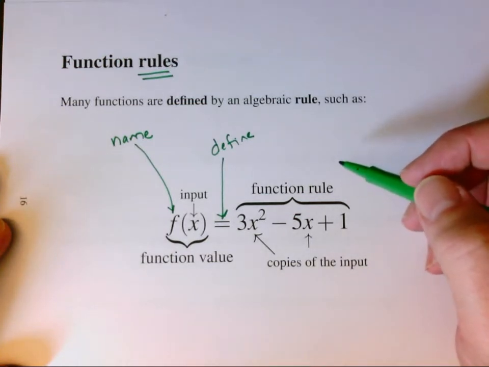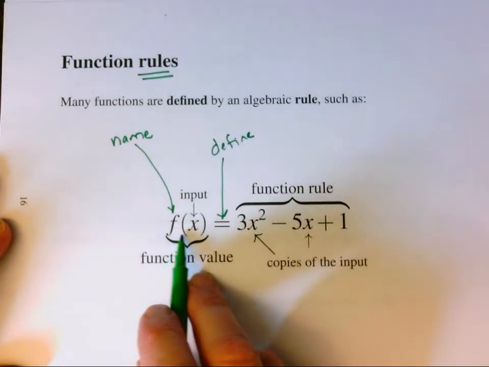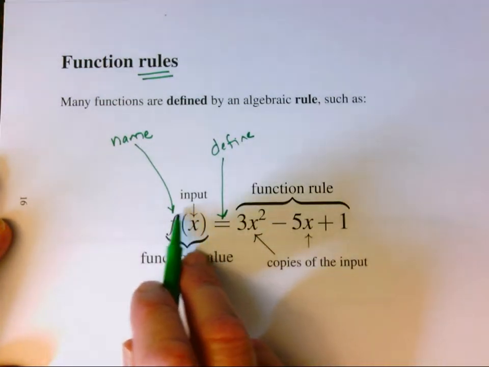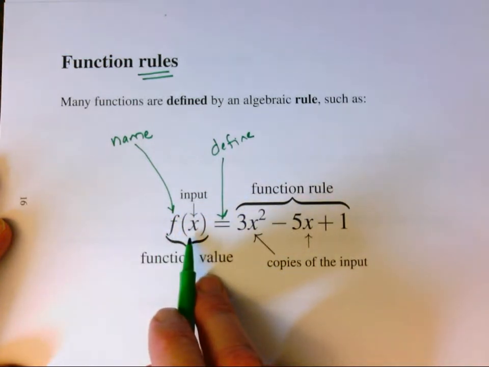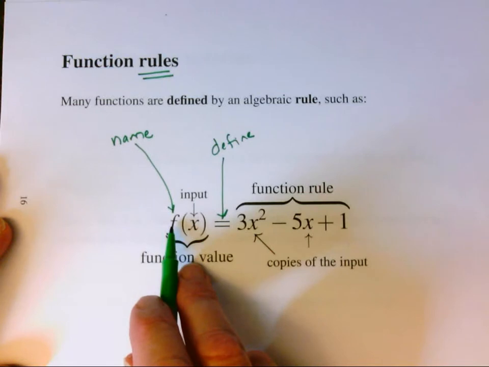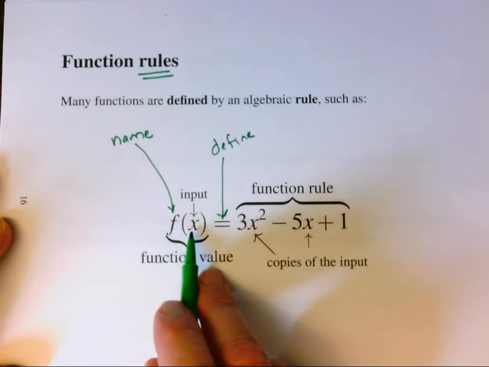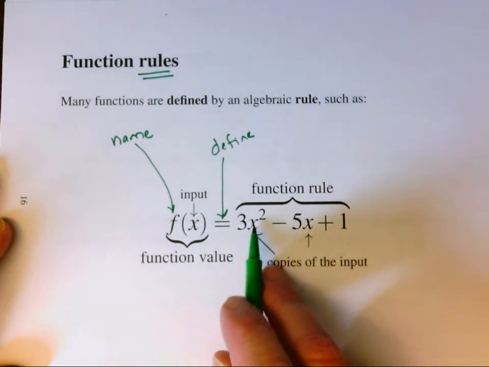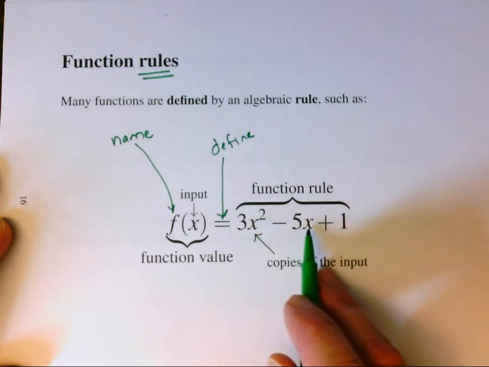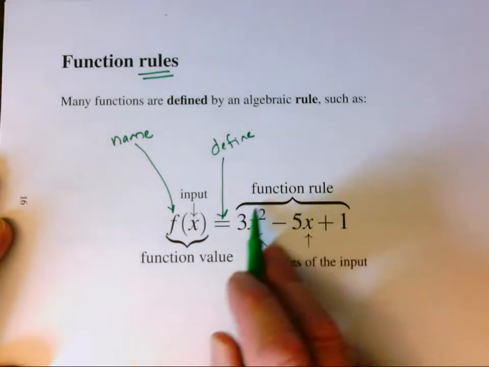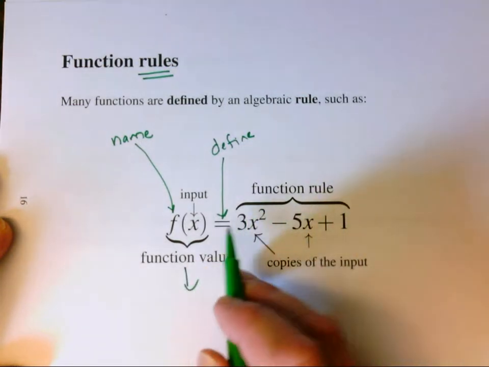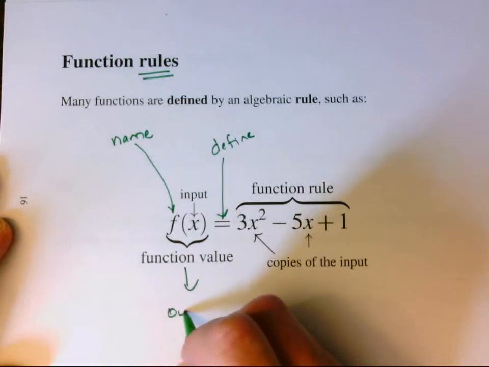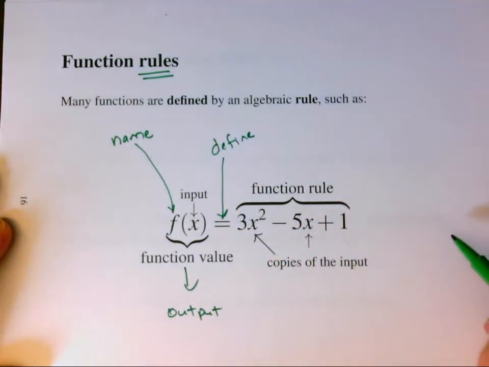Basically, the symbols f of x are a way to abbreviate the notion of using a function named f on an input x when you've defined the rule for the function to be this. Basically, you read x here as input. 3 times whatever the input is squared minus 5 times whatever the input is plus 1. When you get done with that, you'll have your function value because it's defined to be that, and that's your output. That's how a function relates its input to its output.